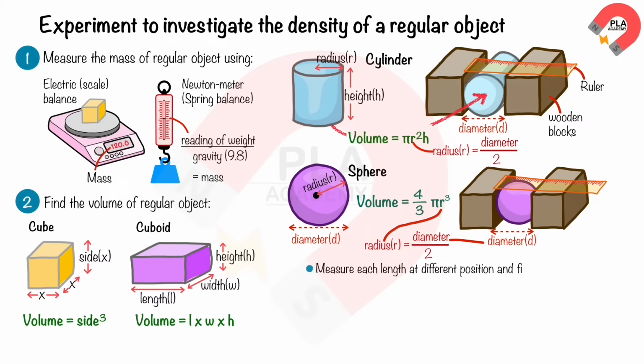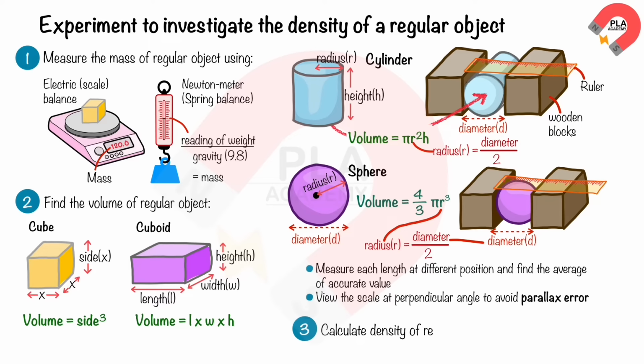We should measure each length at different positions and find the average to get an accurate value. View the scale at a perpendicular angle to avoid parallax error. 3. We can calculate the density of each object using ρ equals m divided by V.